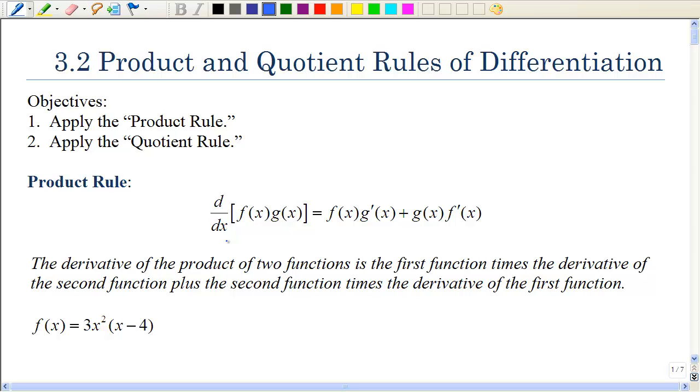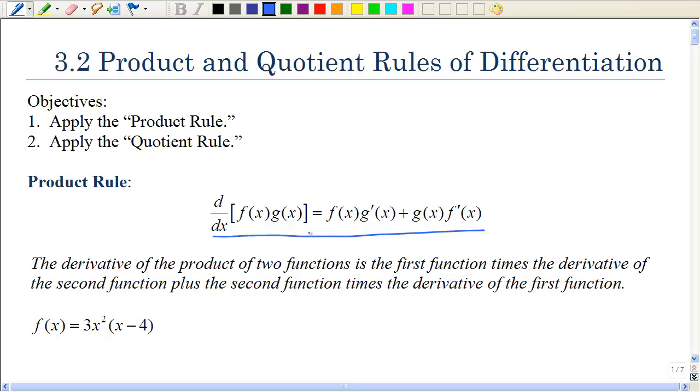In section 3.2, we will look at the product and quotient rules of differentiation. In the previous section, we learned that the derivative of a constant is 0, and we also used the power rule. But sometimes we have functions that are really the product of two other functions, and in order to find the derivative, we will be using this rule.